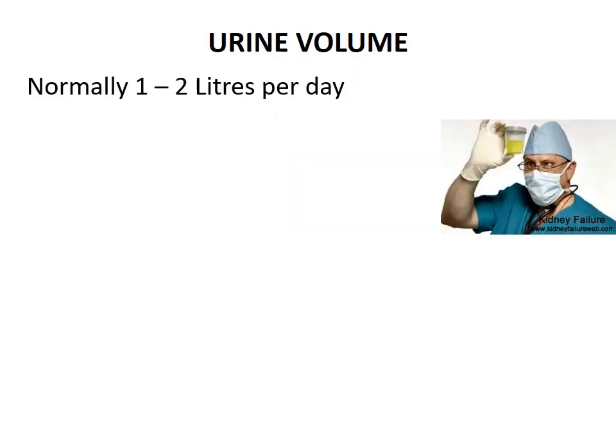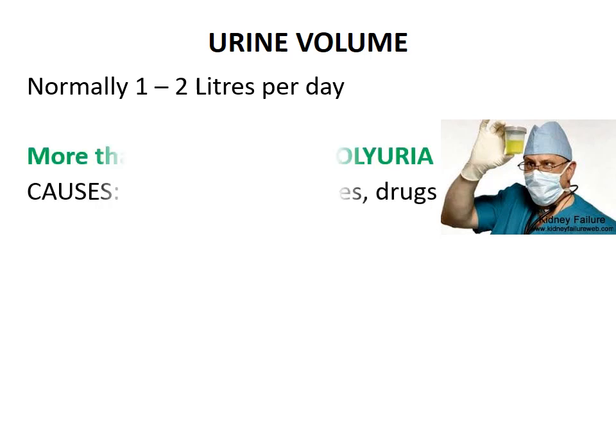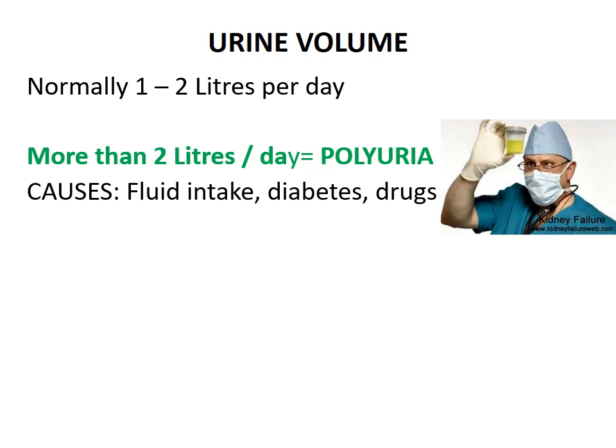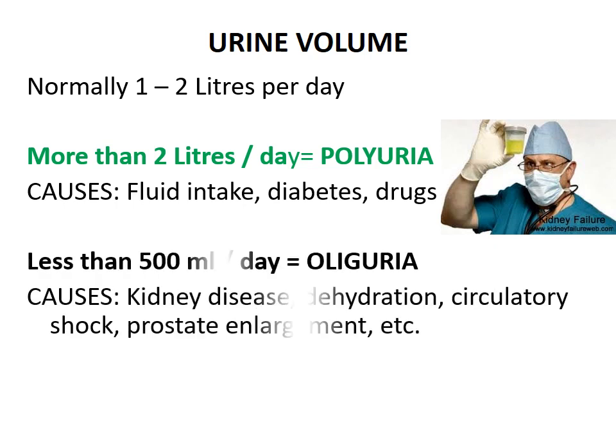Urine volume. Normally 1 to 2 liters per day of urine is formed. More than 2 liters per day is termed as polyuria. Some of the causes for polyuria are excessive fluid intake, conditions like diabetes, or some of the drugs which can induce diuresis.